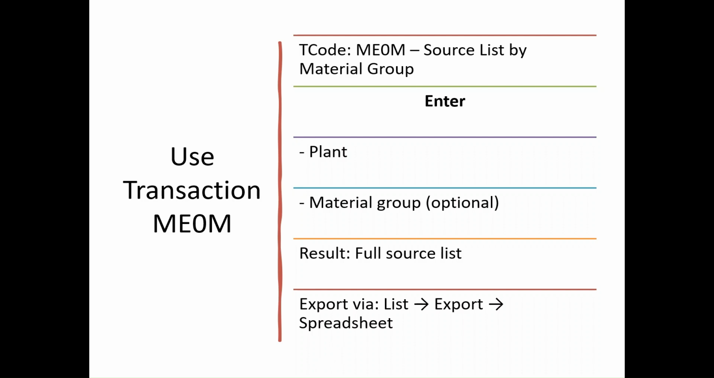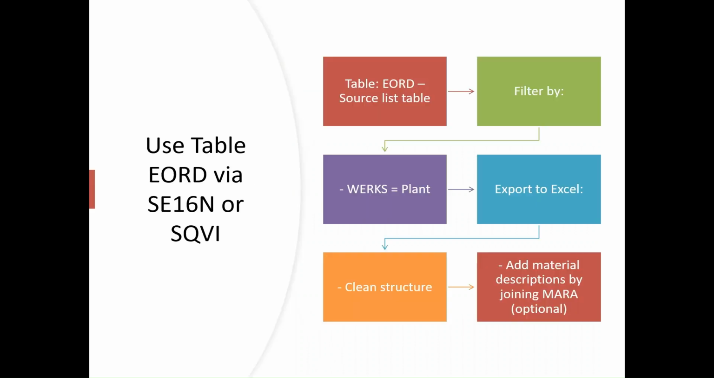So moving forward, there's another method that is a bit tricky, that can be used using table EORD via SC16N or SQV. We can also explain this method, but it is not normally used because this is very customized. In this, you could use the table EORD sources table. Then you should filter it by plant, that is WRKS. Then you should export this to Excel.